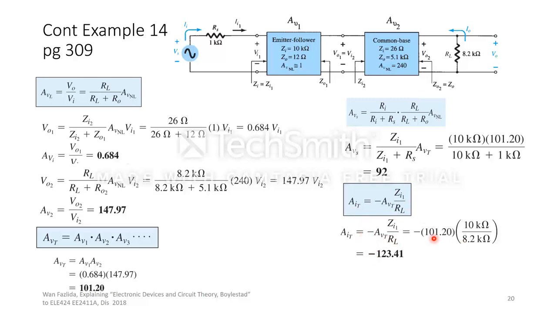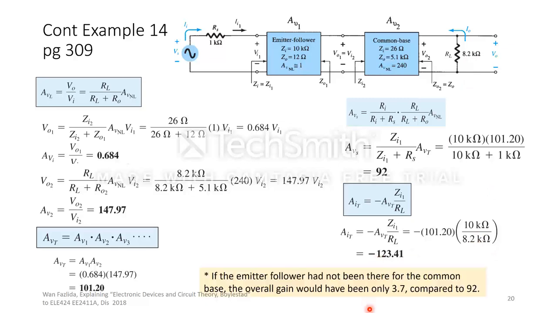So 101 times 0.2 times input impedance of Zin1, which is 10 kilo ohms, divided by RL, which is 8.2 kilo ohms, giving us 123.41. Now, if you look at the example, if the emitter follower had not been there, meaning that if we do this calculation without the emitter amplifier, meaning that VS and RS is connected directly to the common base, the overall gain with the source resistance is just going to be 3.7. It's not going to be 92.